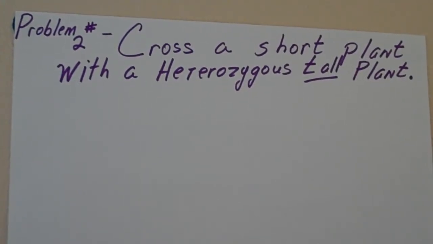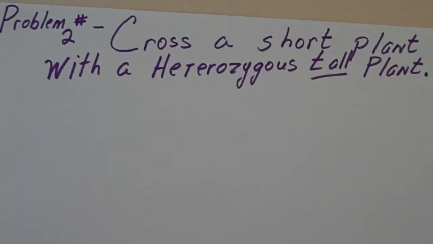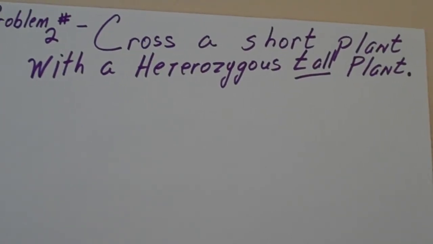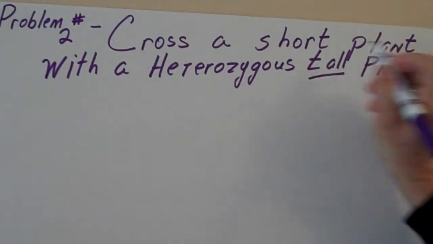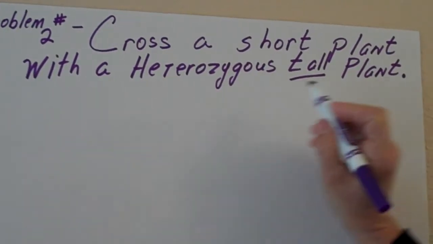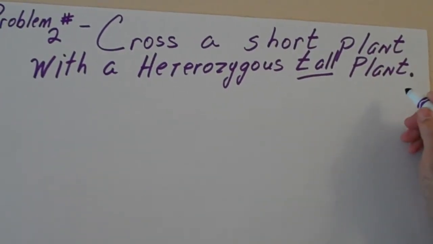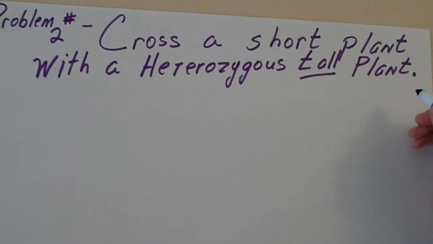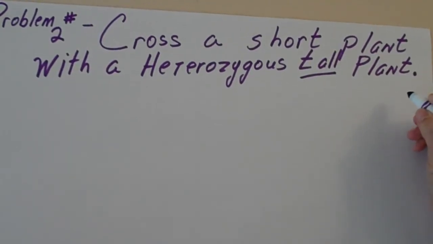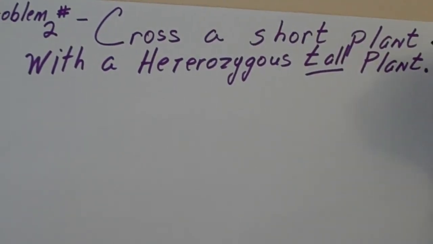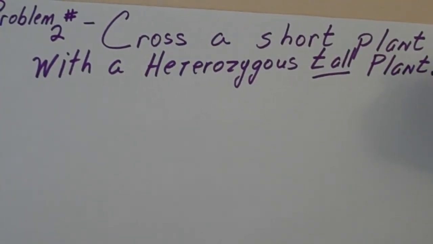At problem number 2. Problem number 2 is just a little bit different than the first one we did. This time we're going to cross a short plant with a heterozygous tall plant. If you'll notice, we're not given quite as much information, but we do have enough information about our parents in order to solve this Punnett square.